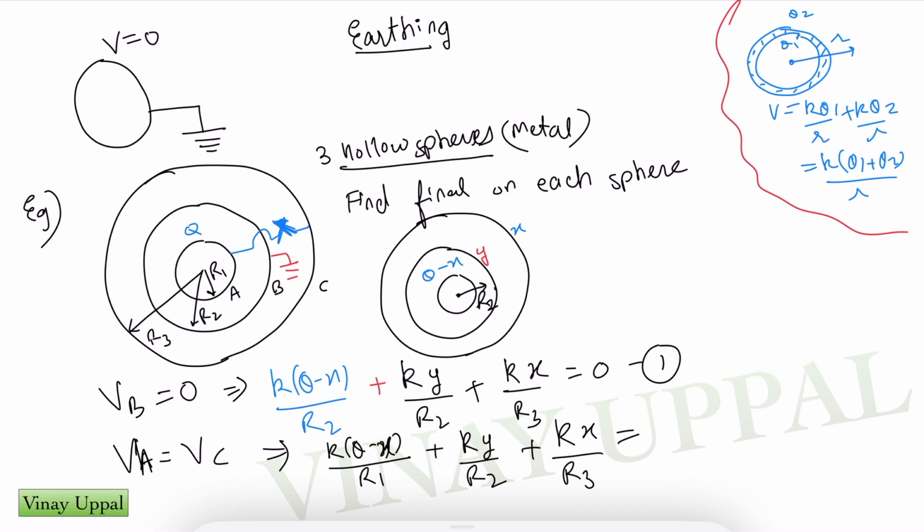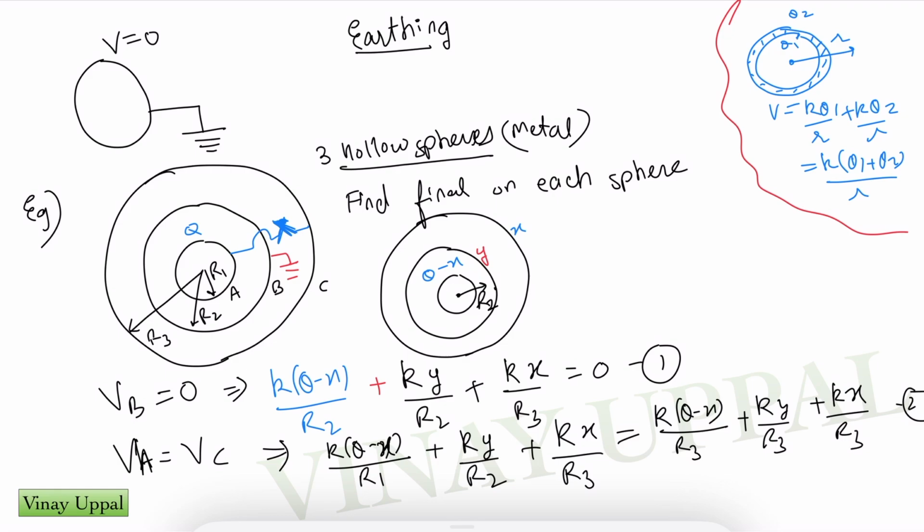And what about potential of C? Due to A, C is at a distance of R3 from the center of A, so K times charge of A, (Q minus X), divided by R3. C is again at a distance of R3 from the center of B, so KY by R3 for the potential of C due to B, and due to itself finally KX by R3. This is my second equation. So these are two equations and two unknowns, X and Y. Once you get X, of course, you can get the total charge on A and C.